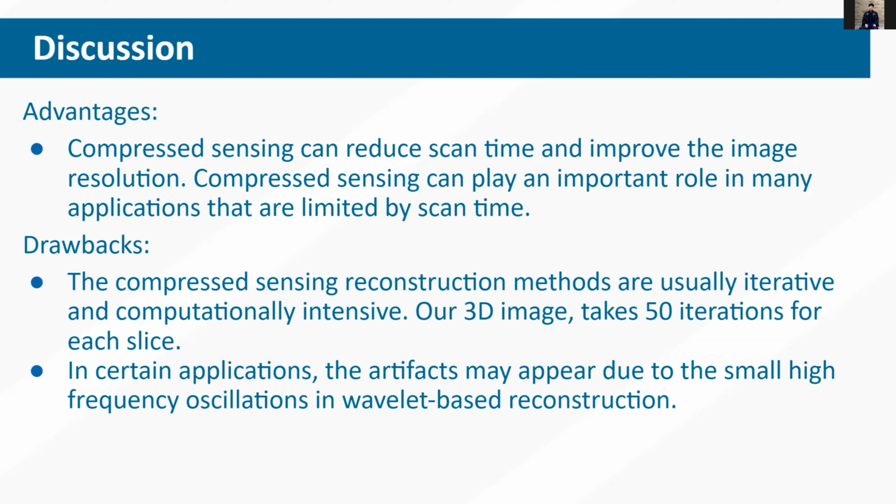The drawbacks of our method are that the compressed sensing reconstruction algorithm is usually computationally intensive. For our 3D images, we took 50 iterations for each scan, and there are 27 scans, so in total about 1,000 iterations. It could take like 3 to 5 minutes. In order to solve that, we could probably use parallel computation. And also in certain applications, artifacts may appear due to small high frequency oscillations in wavelet-based reconstruction.